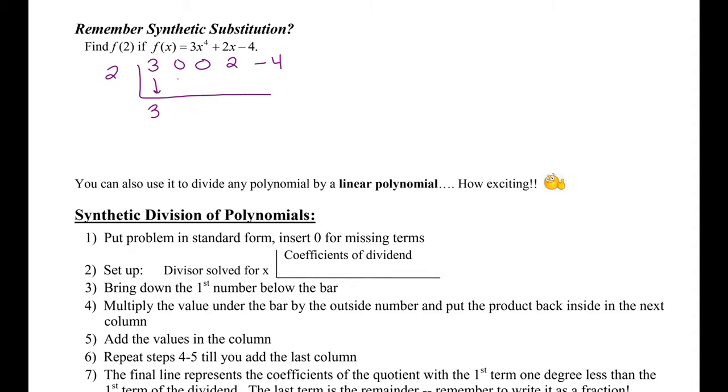2 times 3 gives us 6. 0 plus 6 gives us 6. 2 times 6 gives us 12. And we continue this pattern where we multiply and then add, and multiply and then add. And our last term here gave us our answer. So we could say that f of 2 was equal to 48.